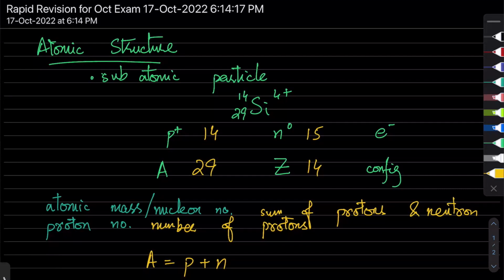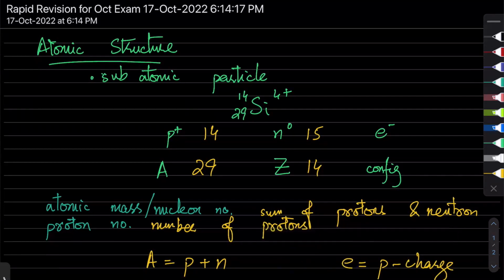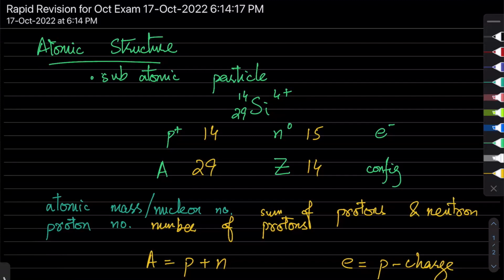Similarly, the second definition: charge is protons minus electrons. If you rearrange it, you can bring electrons to this side and charge to the other side. So electrons is protons minus charge. You can use this to figure out how many electrons you have, what charge you have, all that. So over here, I have charge 4 plus and protons are 14. So 14 minus 4, that is 10. And there you go, 10 is the answer for this.